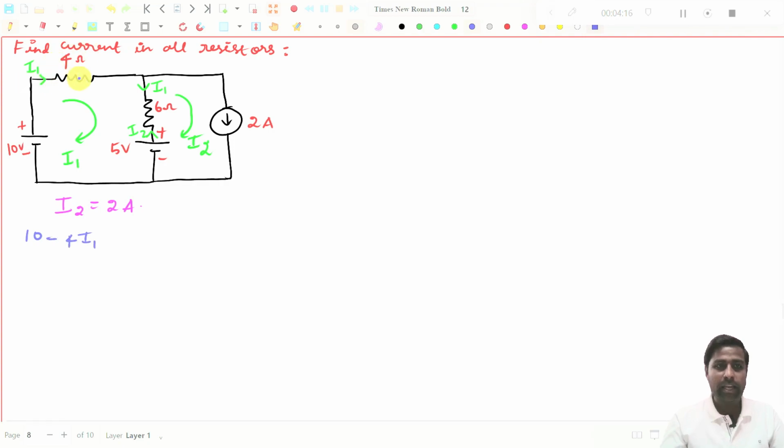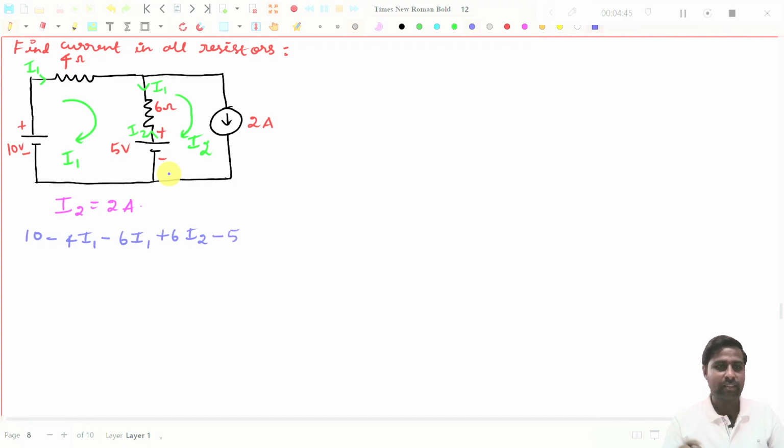Then I have to come from here to here. You see here also I am going in the same direction, so I have to put obviously minus 6 into I1. Then if I come in this direction, I am coming opposite to I2. This I2 is in the opposite direction, so I have to put plus 6 into I2. Then I am traveling from plus to minus here, which means I have to put minus 5.